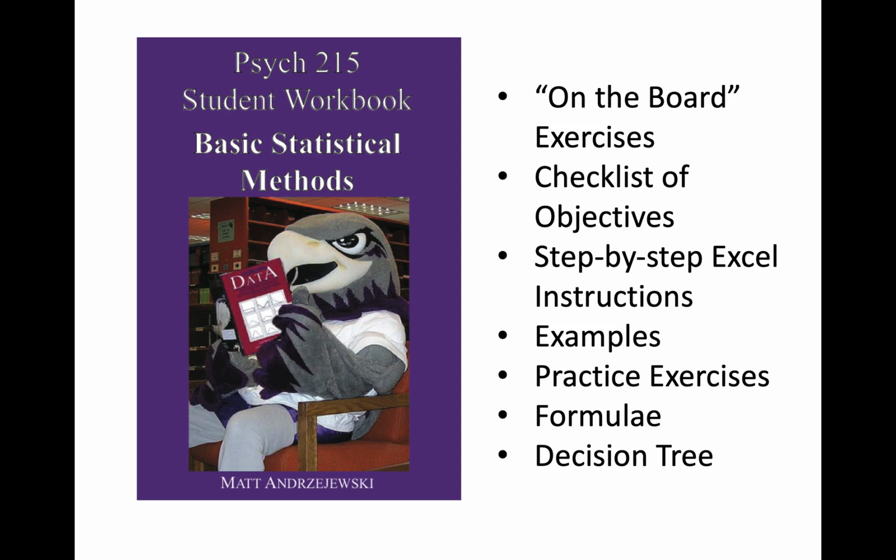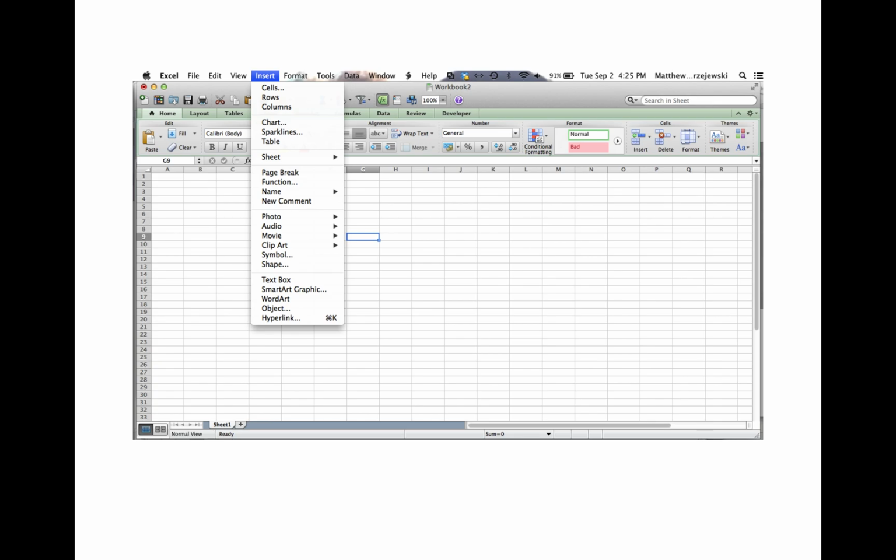So the workbook accompanies the textbook in that there's a checklist, there's step-by-step instructions, there's examples, there's practices, there's formula, and there's something called the decision tree, which we're going to be spending a little bit of time on in the second half of the semester. This book, if you were taking this course face-to-face, you would have literally a workbook to work in, but because this is an online section, all of these chapters or units are PDFs on the Learning Management Software site.